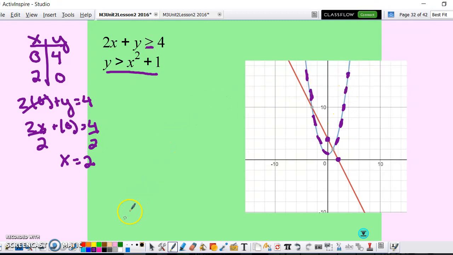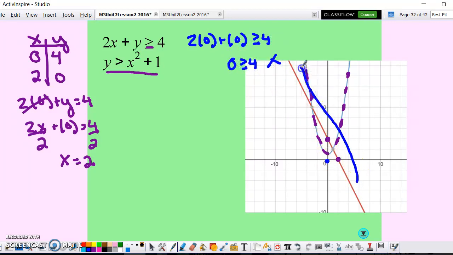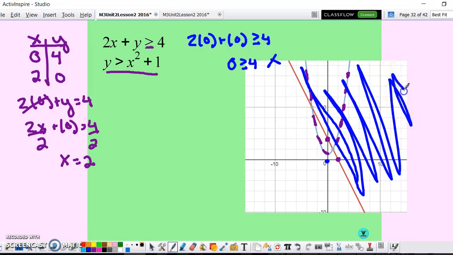Now I need to decide which way to shade. So if I were to plug in 0, 0 for my test point, there's my test point, plugging in 0 to the top equation gives me 2 times 0 plus 0 is greater than or equal to 4. Will 0 be greater than or equal to 4? I don't think so. So we're not going to shade towards that blue dot with a line. We're going to shade away.